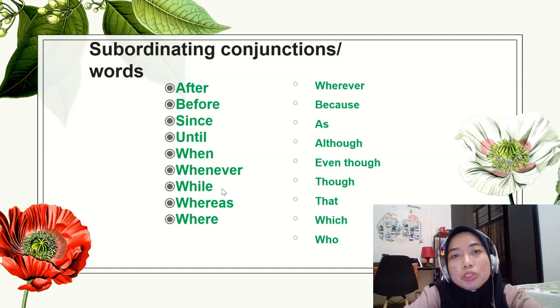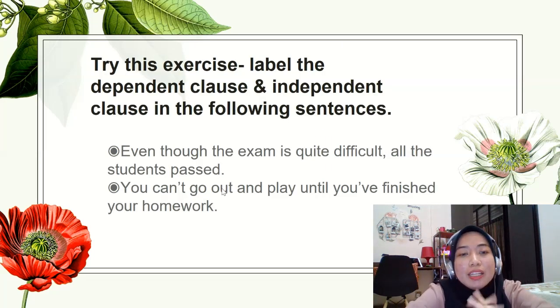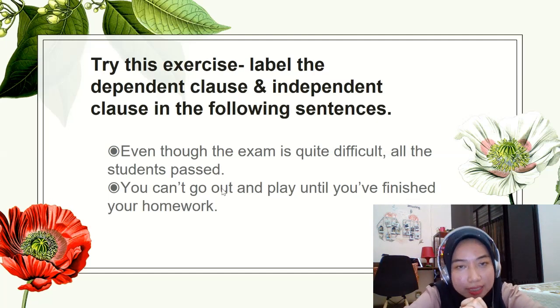If you are able to identify different types of conjunctions like subordinate conjunctions, you will immediately know that this is a complex sentence. And if you know that that sentence uses a coordinating conjunction, you will immediately know that that sentence is a compound sentence. As easy as that. Now try to do this exercise.